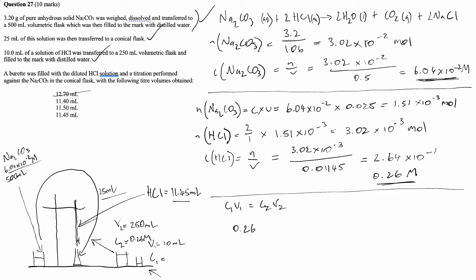We're going to follow the moles, and we can say here that we will have 0.26, C2, multiplied by 0.25, V2, divided by 0.01, which was V1, and concentration 1 would therefore be 6.5 mole. So there we go, this is 6.5 molar HCl. So that's how we worked out this particular question here.